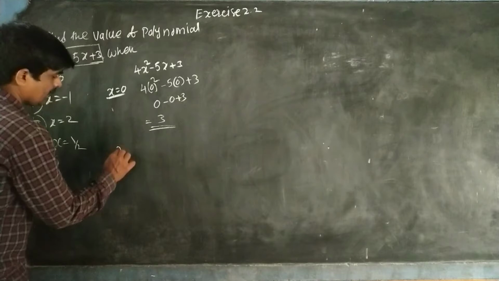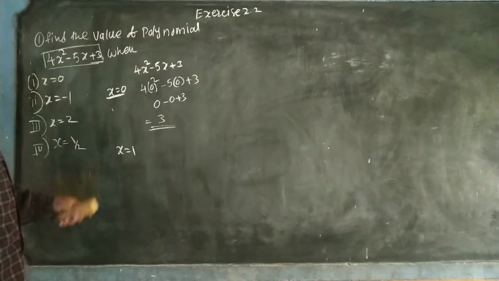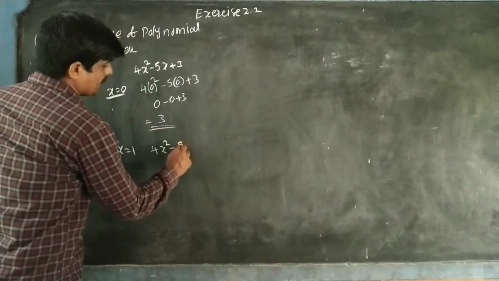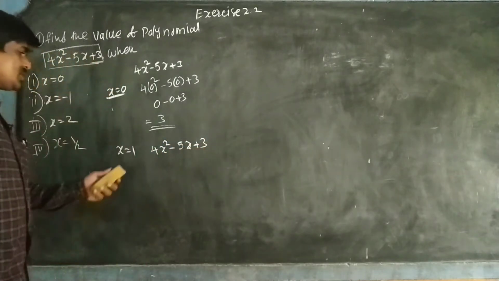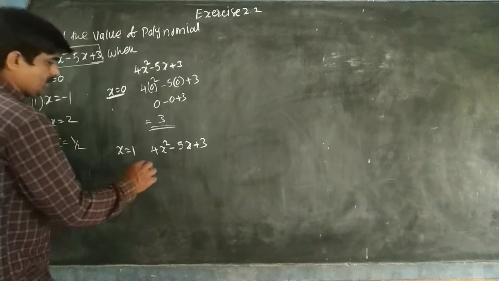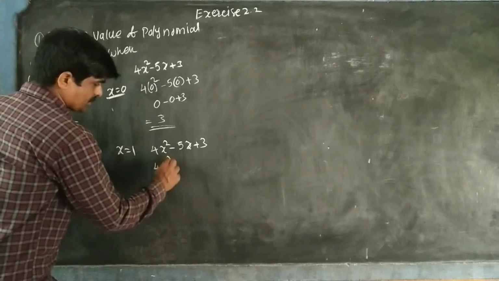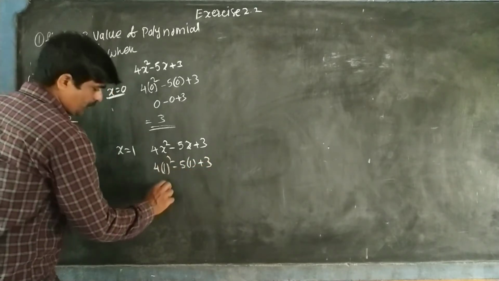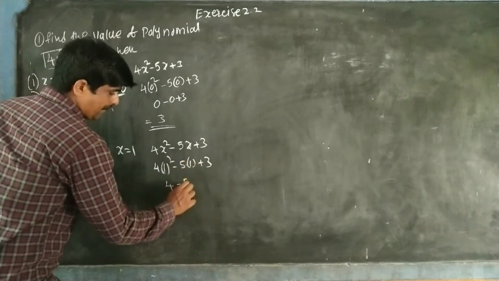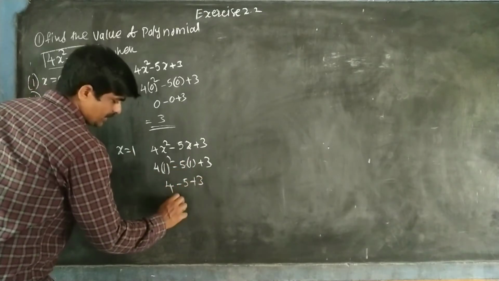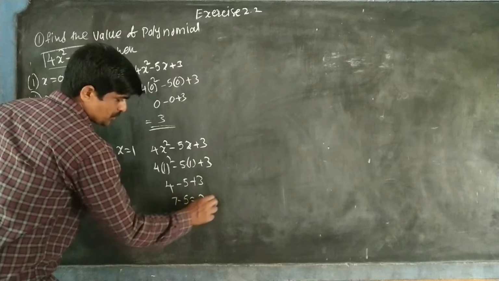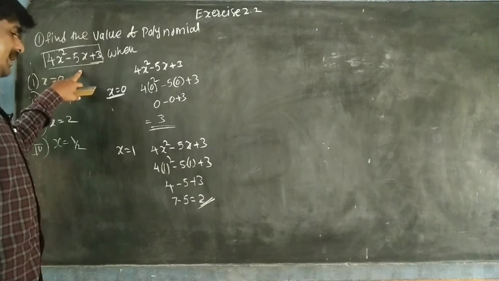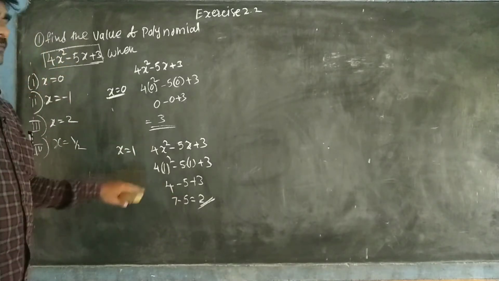Next, if I take x is equal to 1, we have to substitute the same way. So it is 4x square minus 5x plus 3. Substituting x is equal to 1: 4 into 1 square minus 5 into 1 plus 3. 4 into 1 is 4, minus 5 plus 3. 4 plus 3 is 7, 7 minus 5 is 2. So the value of the given polynomial 4x square minus 5x plus 3 is 2 when x is equal to 1.